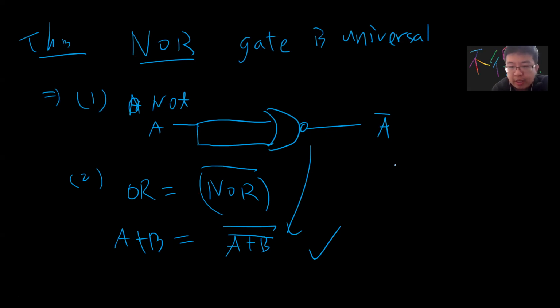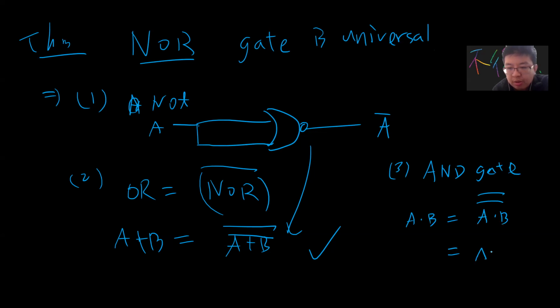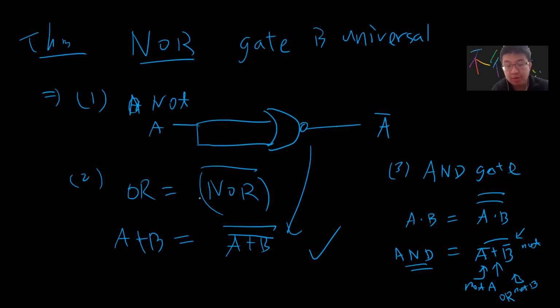Finally, I want to create an AND gate. The proof is trivial using the same technique, which is De Morgan. I want to create A dot B, and I can write A dot B as NOT of NOT A OR NOT B, using De Morgan. So I can create an AND gate using an OR gate and NOT gates, and I already created the OR gate. This proves that the NOR gate is universal.